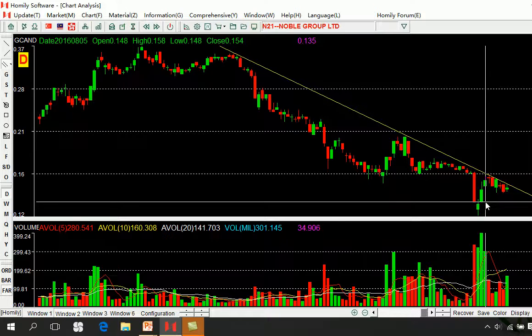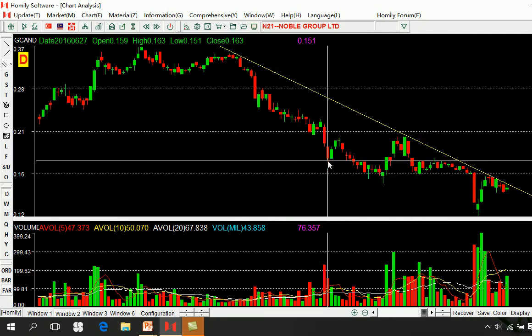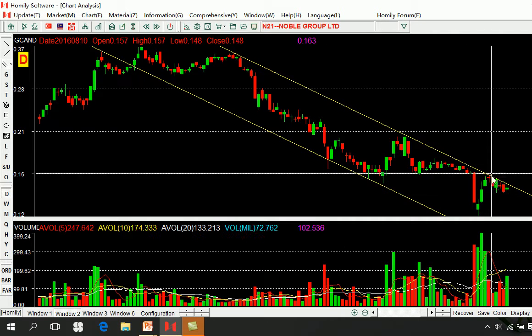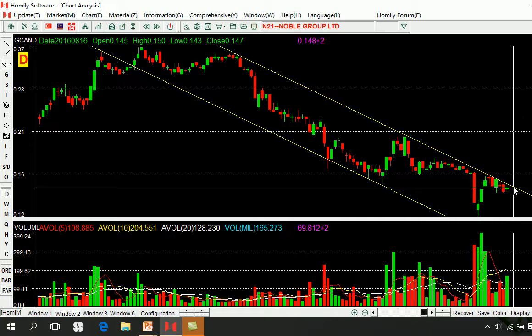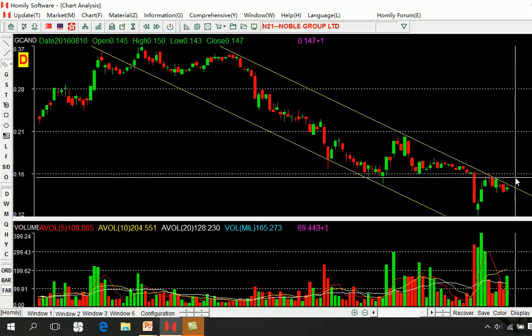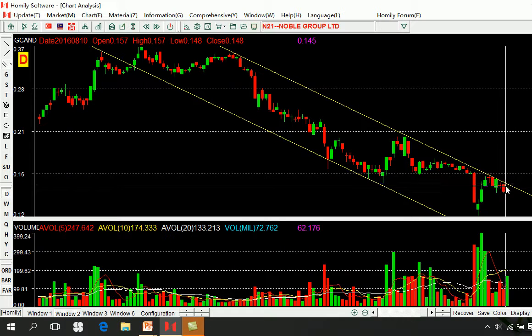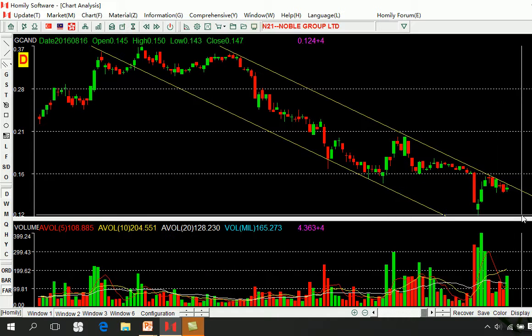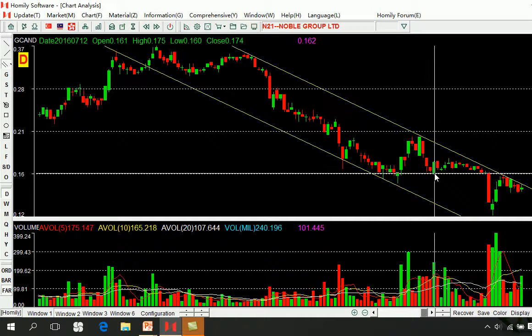Okay, so we should know whether this share can be bought or not. We should wait. If the price can break upward through the trend line on high volume, which means you can buy. But if it cannot, the price may have some correction. Okay, so this is the Noble. Then we can see the next one.